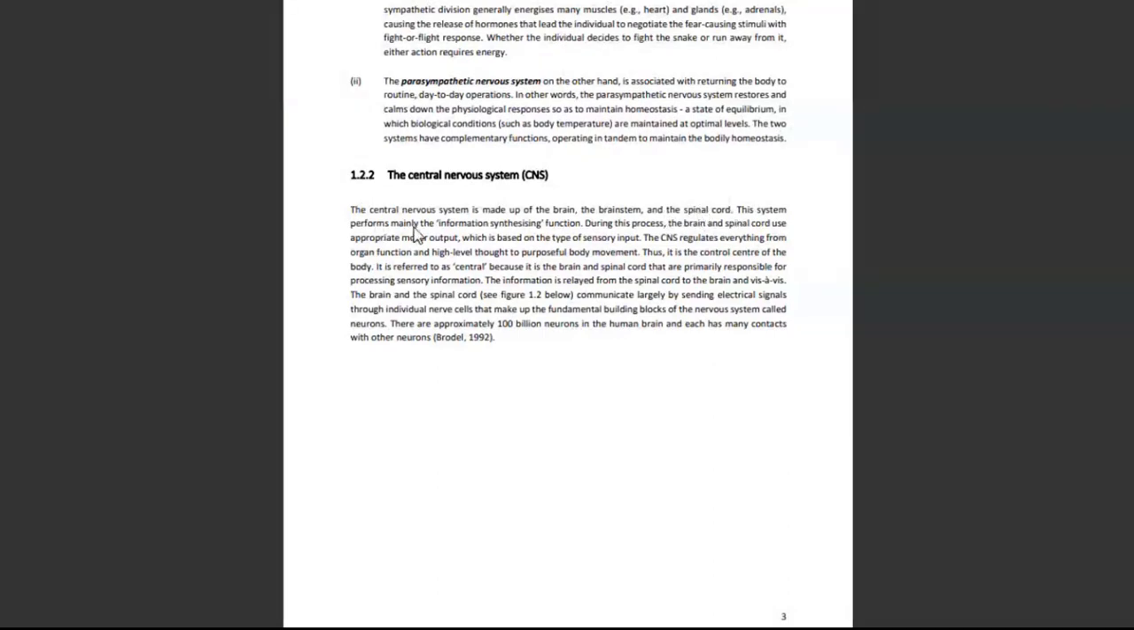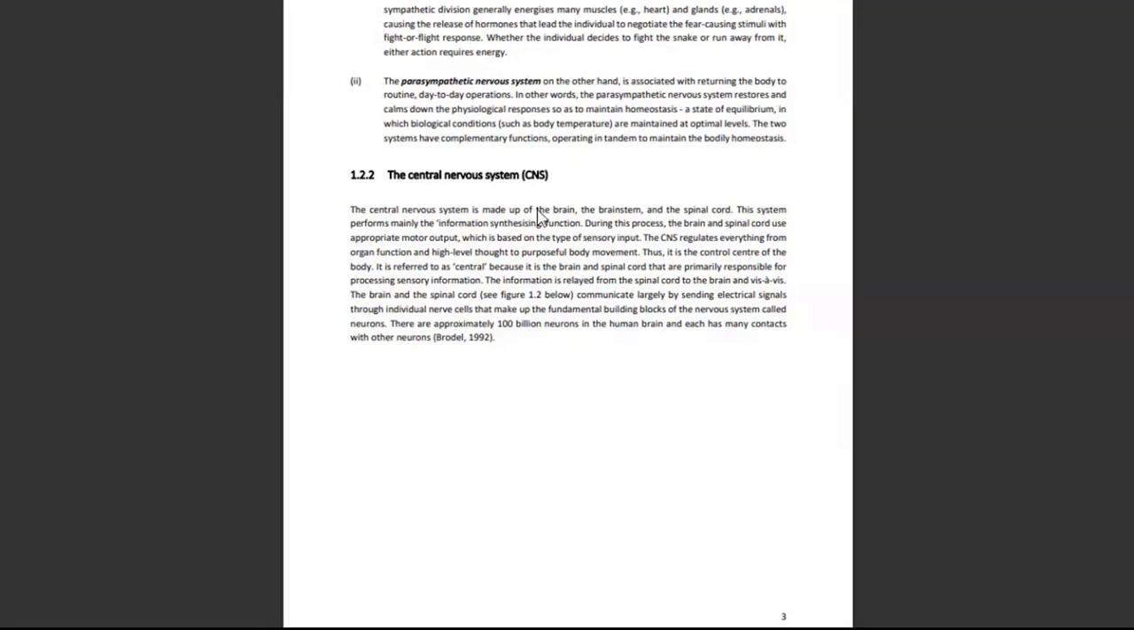This system performs mainly the information synthesizing function. During this process, the brain and the spinal cord let me check something. Now, Miss Silezwane, please close your mic. Thank you.